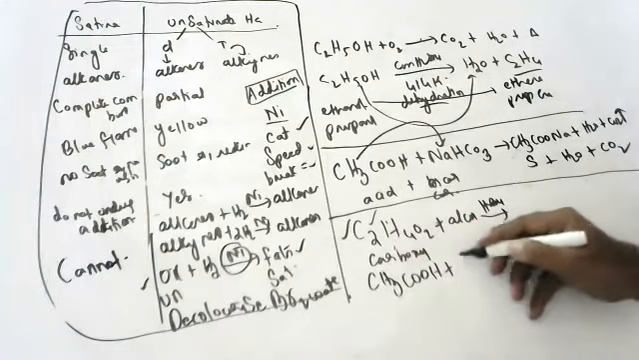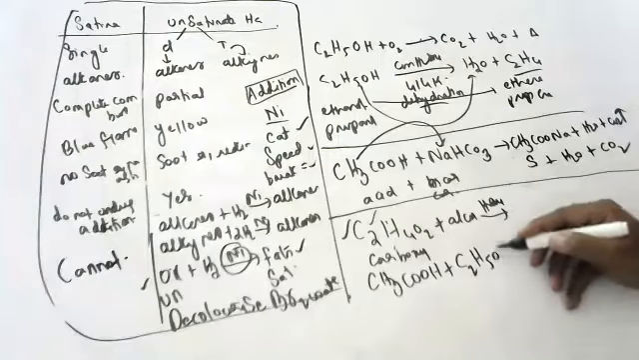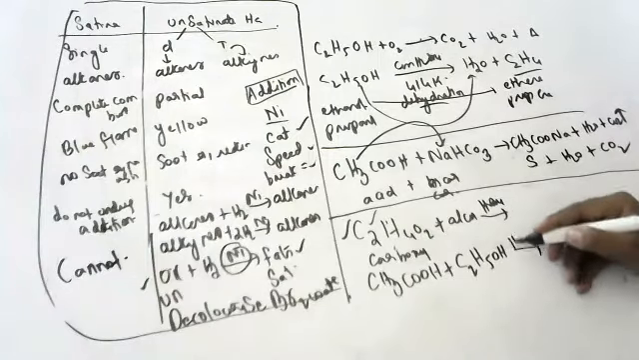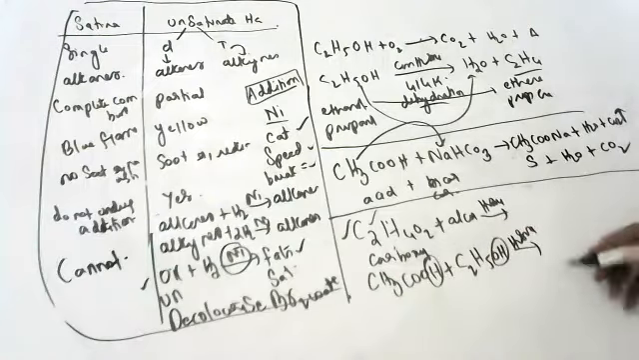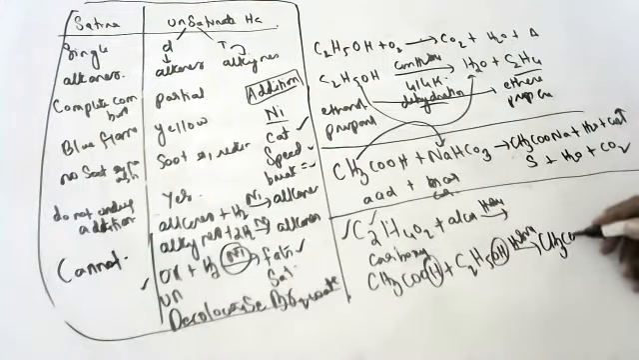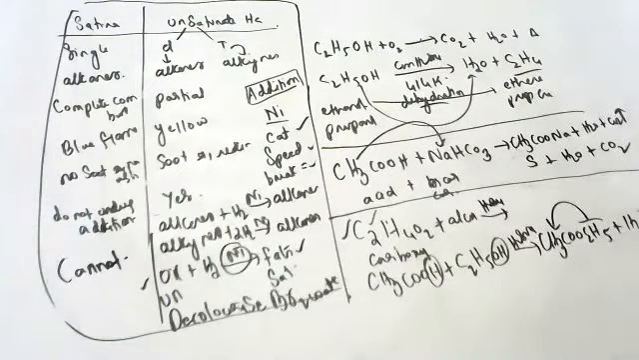CH3COOH plus C2H5OH. In the presence of sulfuric acid, which removes the water, you get CH3COOC2H5 plus H2O, ethyl ethanoate. As esters are formed, this is called an esterification reaction. Esters are sweet and fruity smelling substances.